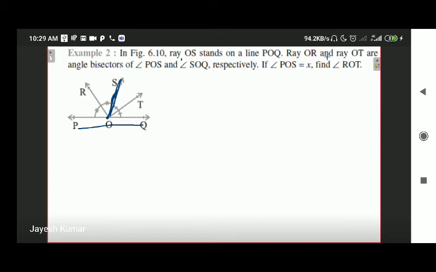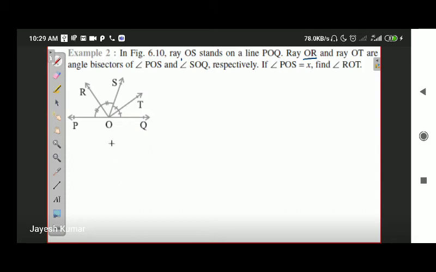And ray OT, OR, this is OR, and another ray OT. So what are OR and OT? Rays OR and OT are angle bisectors of angle POS and angle QOS. Okay, what is the angle bisector? An angle bisector of an angle divides it into two equal parts. Okay, if you want to write, please write it down. The angle bisector of an angle divides it into two equal parts.